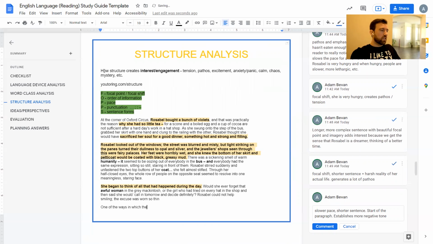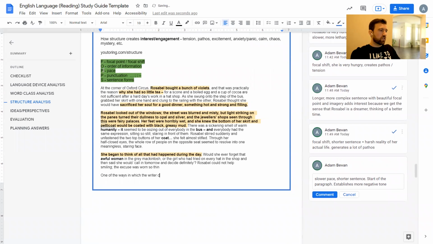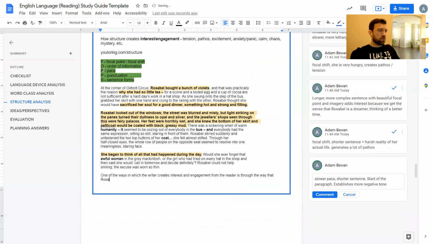One of the ways in which the writer creates interest and engagement from the reader is through the contrasting views of Roosevelt. So I'm just going to focus on that for now.